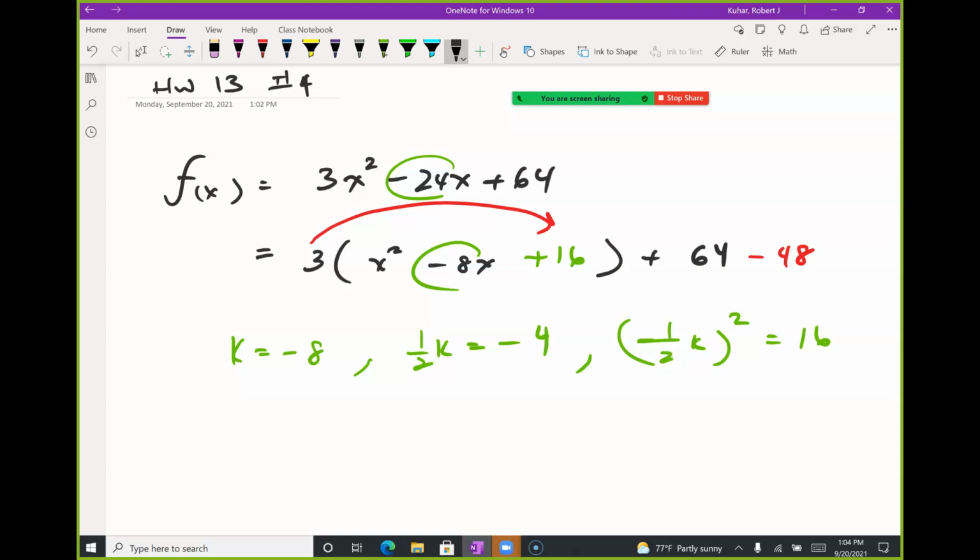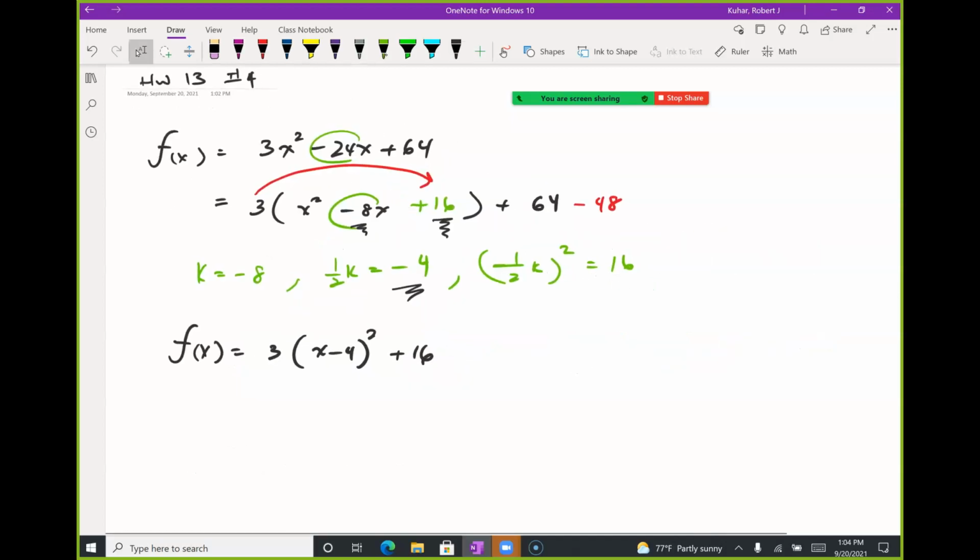Cool. Now, I could go back to 8th grade and factor this. What two numbers multiply to 16 and add to -8? Or I could just realize that I get x plus half of k quantity squared every time. So f of x is now 3 times x minus 4 quantity squared. Help me, plus 16? Yeah. So I get my vertex is coming from 4, 16.